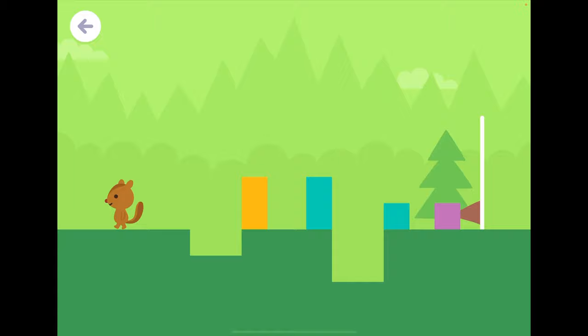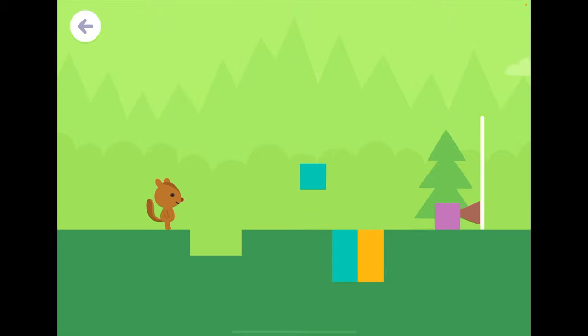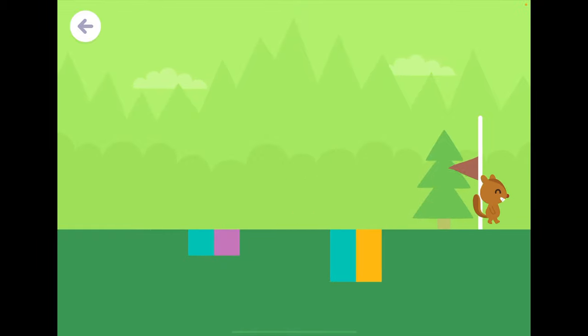Oh, look at this. Goodness. We have a blue rectangle and an orangish yellow rectangle. I think it's orange. And those two rectangles together make a square. And then we have two squares, a blue square and a purple square, that together they make a rectangle. See? Two squares make a rectangle. And two rectangles make a square. How about that?